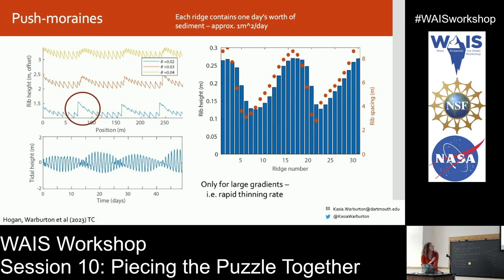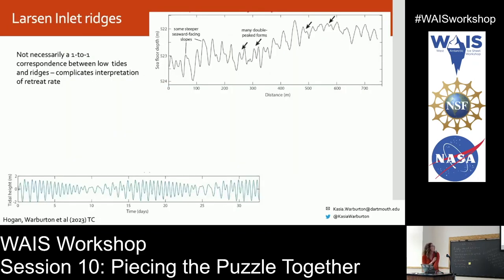So I just wanted to talk again about the Larsen Inlet ridges, because we have this caveat that there's not necessarily a one-to-one correspondence between low tides and ridges, particularly in an ice plane scenario. For the ridges in the Larsen Inlet, we don't have a long enough sequence of them to do that frequency analysis, so we can't directly correlate them with the tides in the same way. Here's a representation of the tides in this area, and there are two tides per day, and as I said, these things are approximately 25 meters apart.